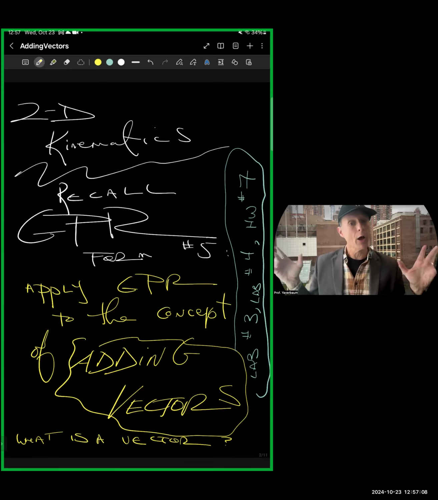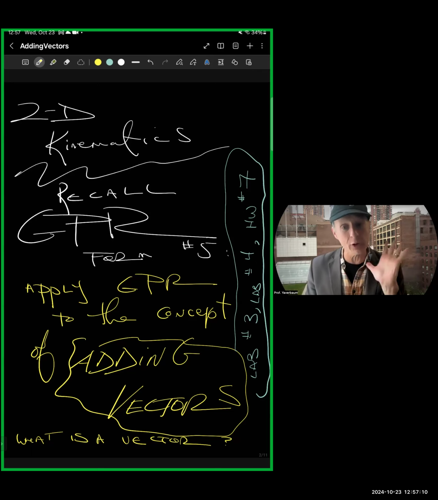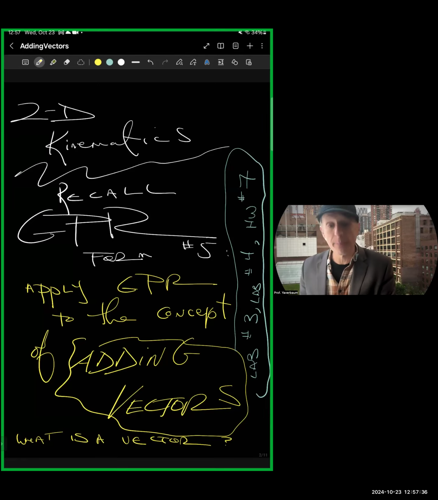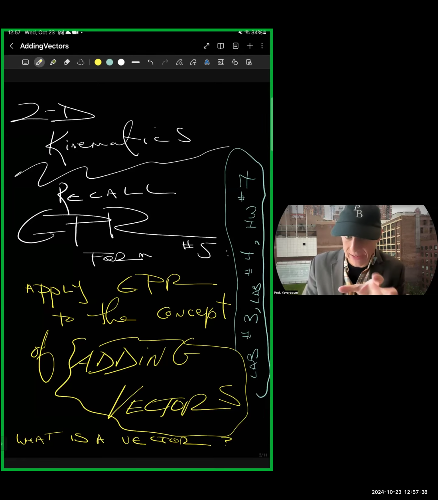oversimplify. We're saying Galileo's principle of relativity, form number 5, which I wrote at the beginning of the board like 2 days ago. I'm not writing it again here, but remember what the fifth form of Galileo's principle of relativity is. Look, every two-dimensional situation is really just two one-dimensional situations occurring at the same time, but independently of each other. That's the premise here.